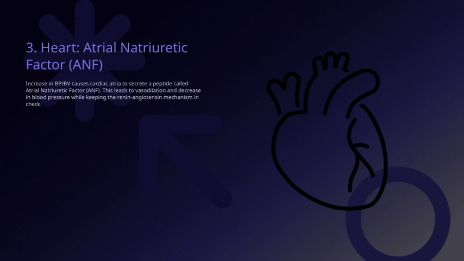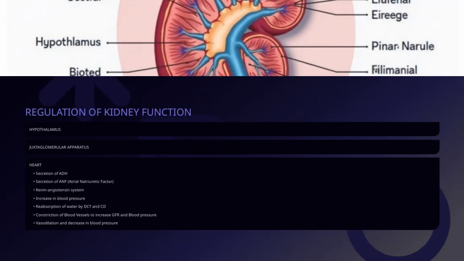Let's start by looking at how our body regulates kidney function and blood pressure. One key mechanism involves vasodilation, which is the widening of blood vessels, leading to a decrease in blood pressure. This helps reduce the workload on the heart and improves blood flow. Conversely, when needed, blood vessels constrict to increase the glomerular filtration rate, or GFR, and raise blood pressure, ensuring the kidneys get enough blood to filter effectively.